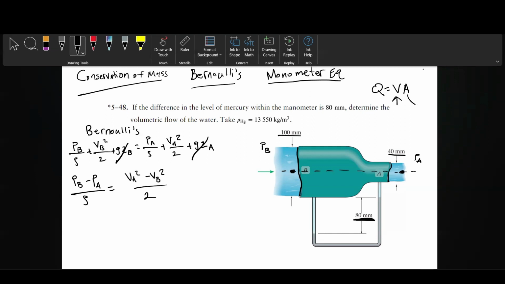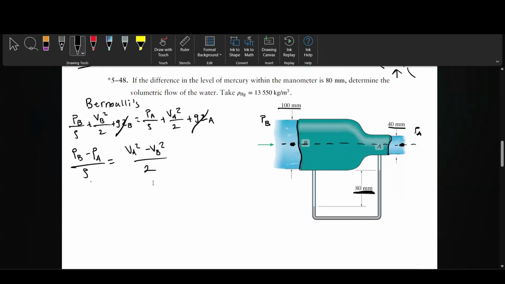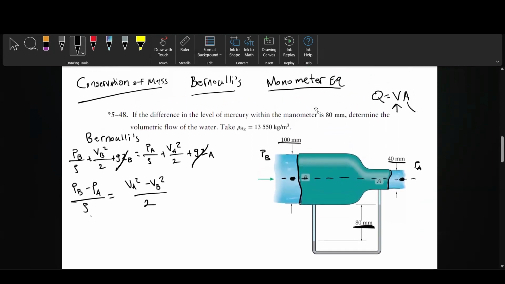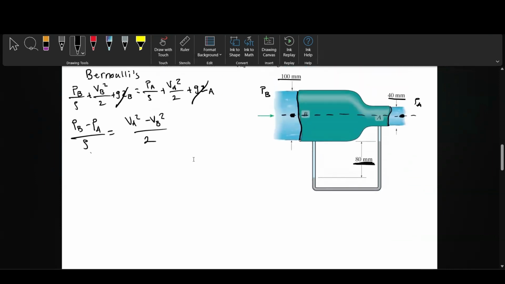And that's all we can do, right? We don't know any pressures, we don't know any velocities. The only thing we know is the density of water, but it's not really going to get us very far. So let's use another equation. You can either go with the manometer equation or you can go with conservation of mass. I'm going to go with the manometer equation for right now.